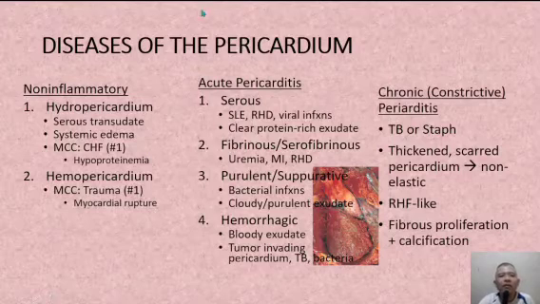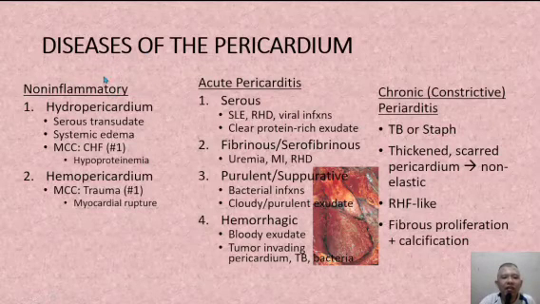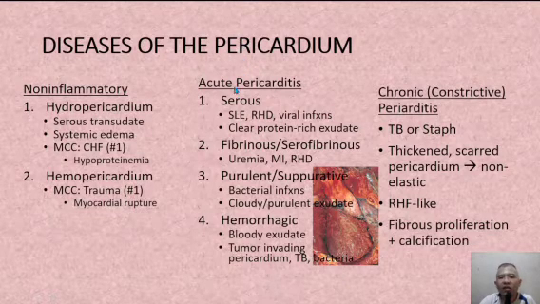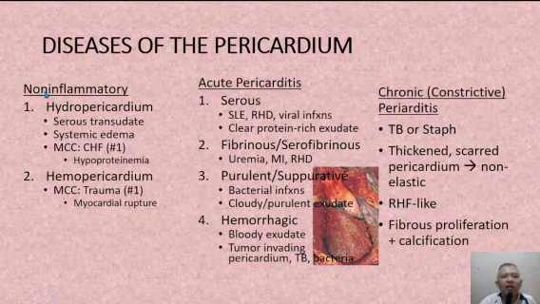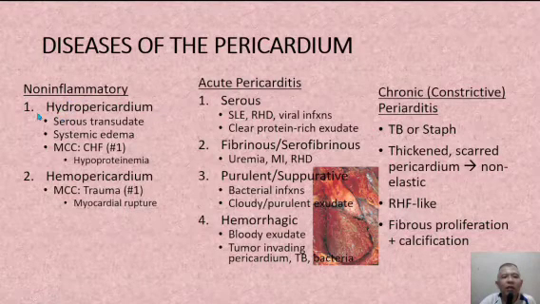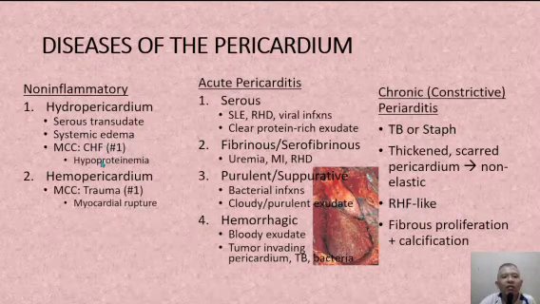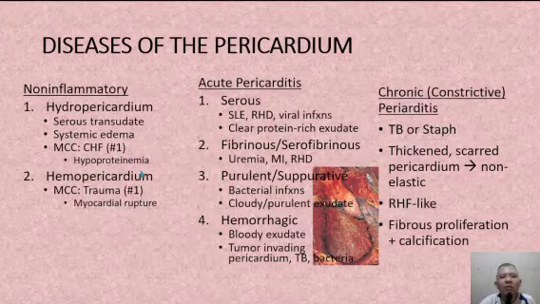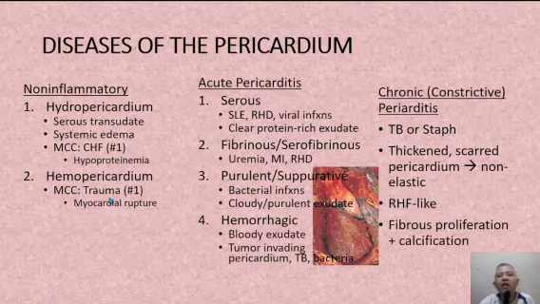Diseases of the pericardium. It's classified as either non-inflammatory or inflammatory. So under inflammatory, it's acute or chronic. For non-inflammatory, it's secondary. If it presents with hydropericardium, it's secondary to an underlying edema, and the most common cause is congestive heart failure. Secondary is hypoproteinemia. For hemopericardium, the most common cause is trauma, and secondarily is the myocardial rupture.